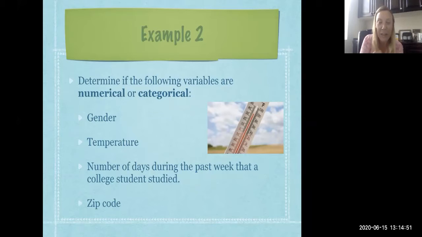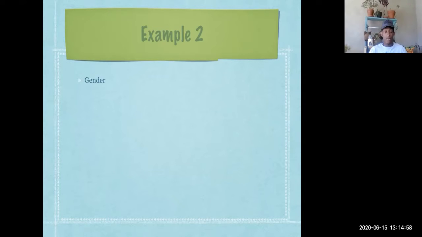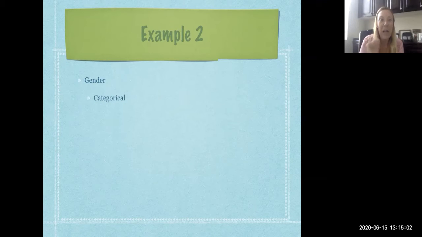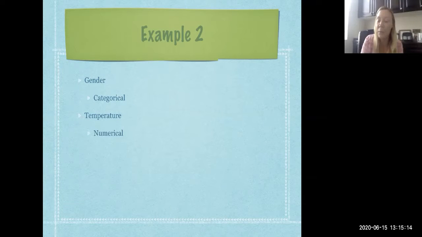So Joshua, can you tell me, do you think gender is numerical or categorical? Categorical. Absolutely. The next one is temperature. Abigail, what is temperature? Numerical. Perfect. Right, because temperature, we're measuring that with a number.